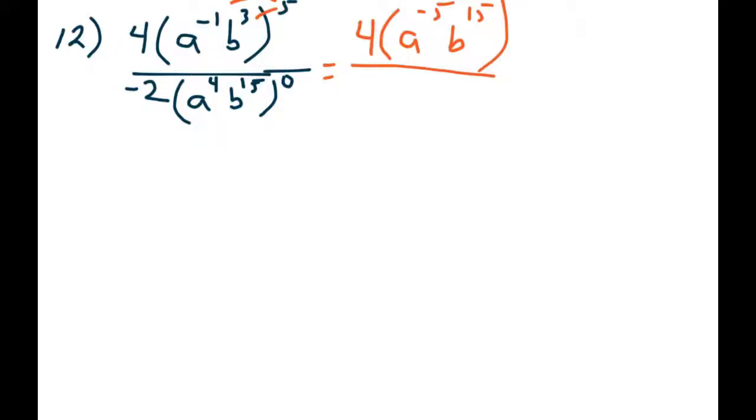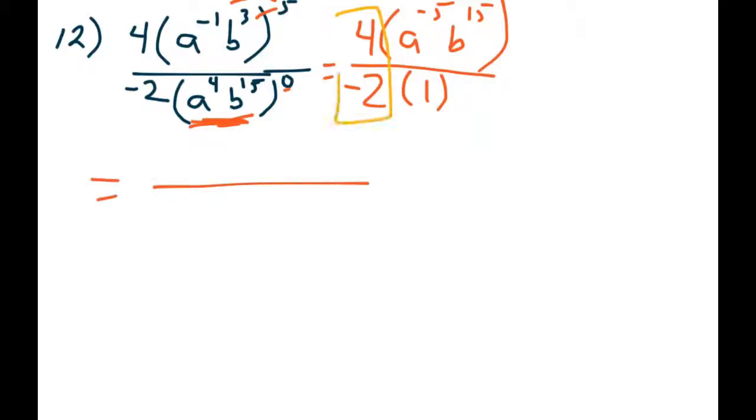In the denominator, everything in the parentheses goes to the 0 power. The negative 2 stays negative 2. Well, everything in here, since it's going to the 0 power, that just equals 1. Anything to the 0 power is 1. All right, let's simplify. We have a 4 over a negative 2. That would be negative 2, or negative 2 over 1, but I don't need the 1 there right now.